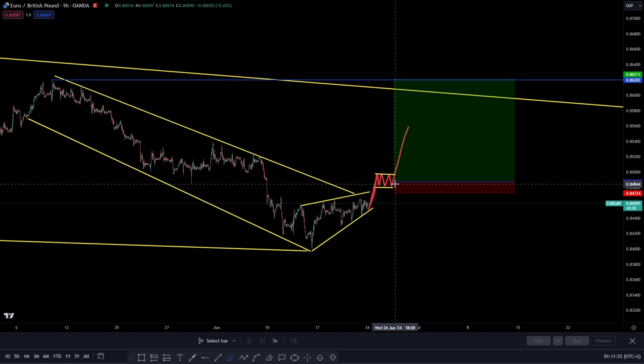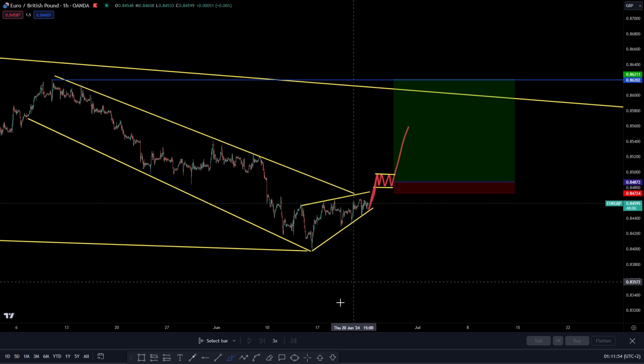And yeah, so those are the three opportunities that I'm looking at.